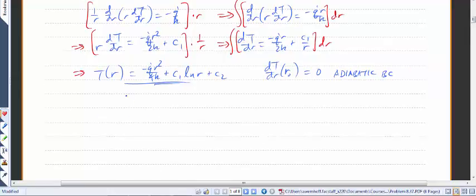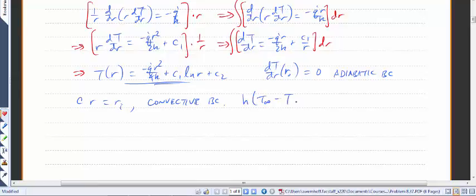So the other boundary condition, of course, would be at r equals r sub i. And this would be a convective boundary condition. What this tells us is that the heat flux by convection, which would be h times (T infinity minus T at ri), is equal then to the conductive heat flux, which would be minus k times dT dr at ri.